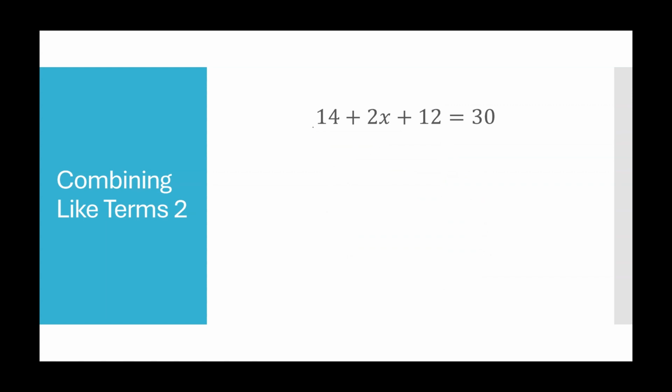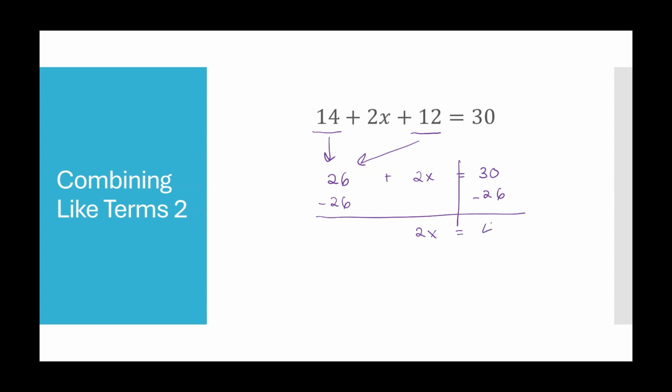On this one, I have multiple numerical terms. So 14 and 12 can get combined. They're on the same side, so just smush them together. 26 plus 2x leaves me my 30. I'm going to solve this bad boy by subtracting 26 from both sides. 2x leaves me 4. 2 times something is 4. Let's divide by 2 to get rid of that times 2. And we'll have x equals 2.